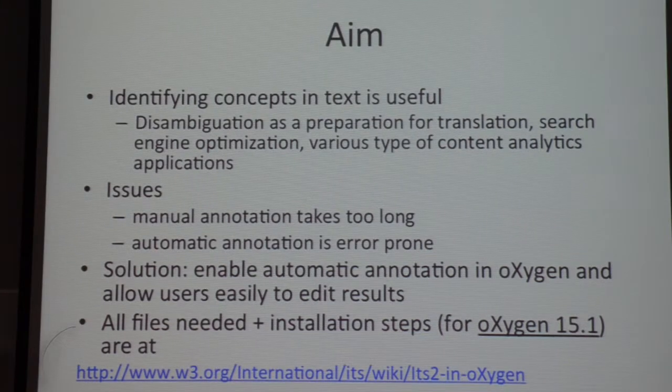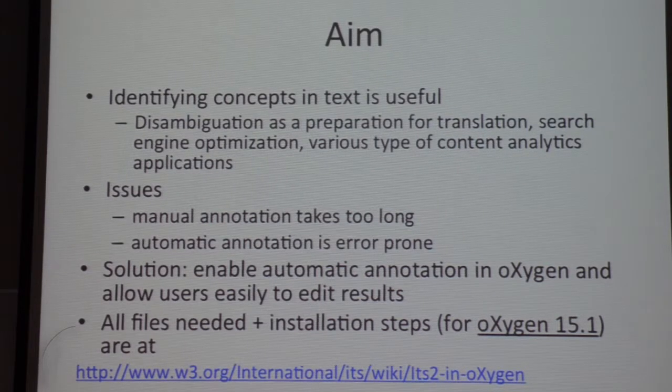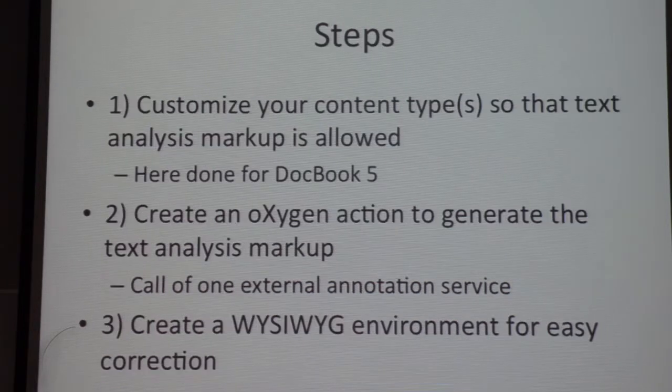So the issues are: annotating this manually takes too much time. Nobody can annotate these concepts manually. Annotating automatically is error prone. So the solution is to enable automatic annotation in oXygen and allow users to easily edit the results. This is a customization of oXygen 5.1, but bringing that to 5.2 I think will not be a big deal. All files you need can be downloaded here.